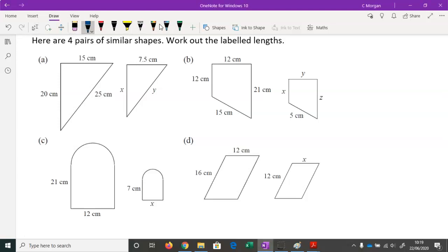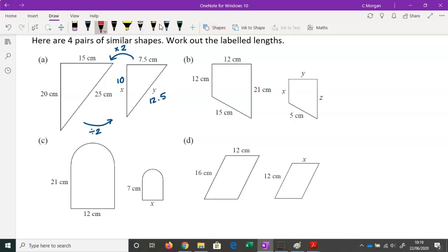Okay, so if I was doing this question, the first thing I would want to do is find the scale factor of enlargement on the first shape. I can see that the scale factor is 2. And that would mean that 20 divided by 2 is going to give me the value of x, which is 10. So I've got a 10 here. And 25 divided by 2 is going to give me y, which is 12.5.